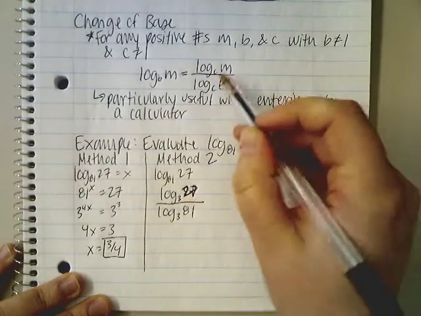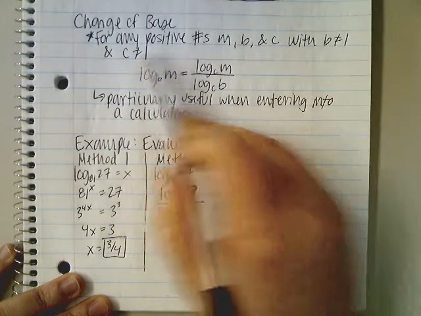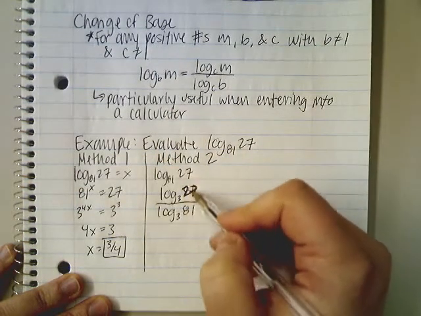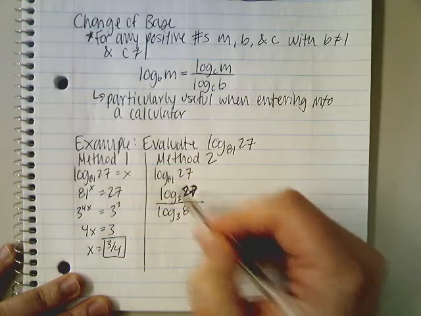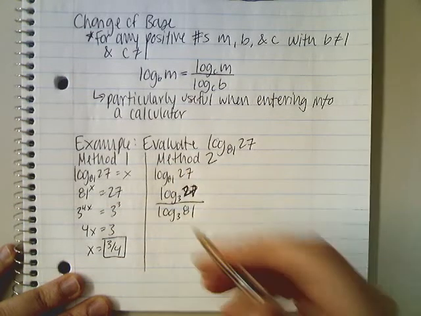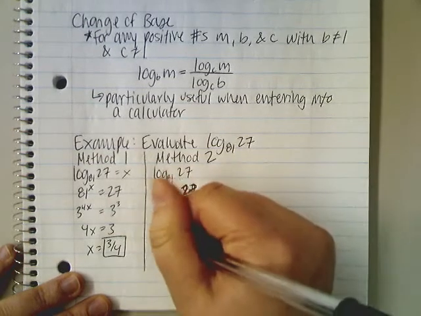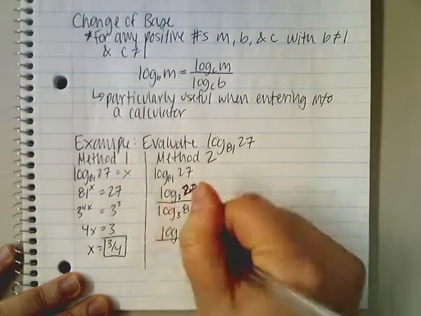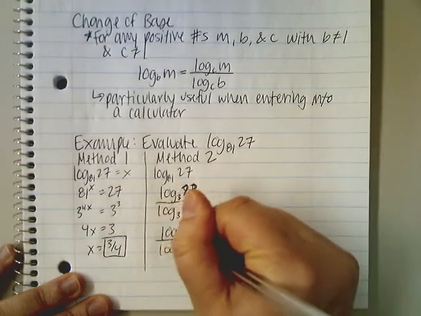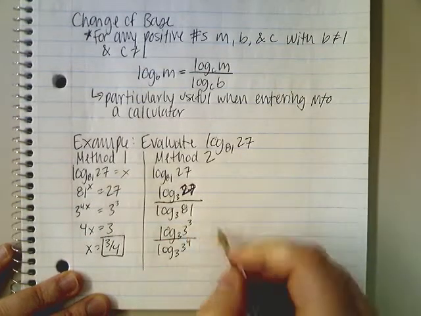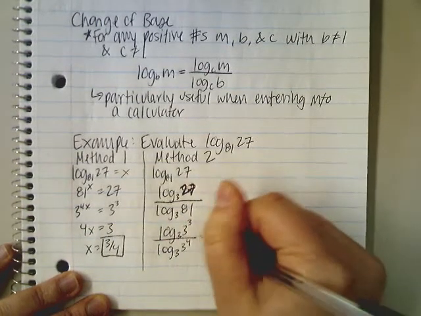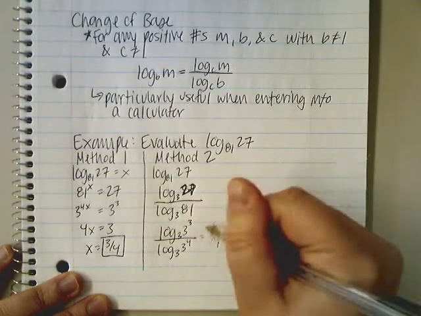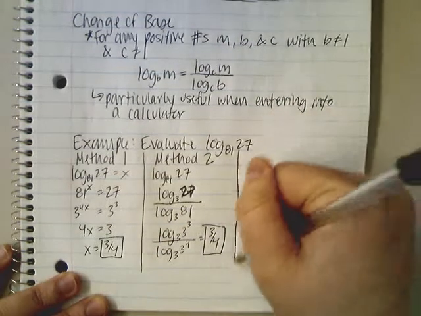You can make up any base you want to become c as long as c is positive and not equal to 1. But since they're both powers of 3, I'm going to choose log base 3, and then I put what the original argument was in the numerator, the original base in the denominator, and then I can simplify them similarly. So this becomes log base 3 of 3 to the 3 over log base 3 of 3 to the 4. And again, if you evaluate these, 3 to what power gives me 3 to the 3rd? 3. 3 to what power gives me 3 to the 4th? 4. So it's just 3/4.